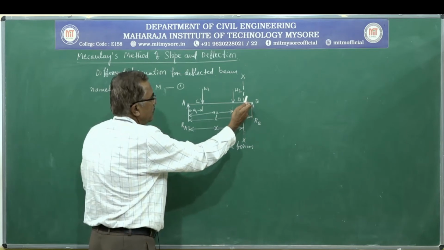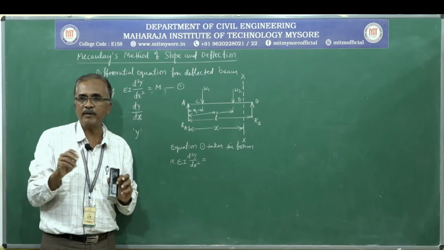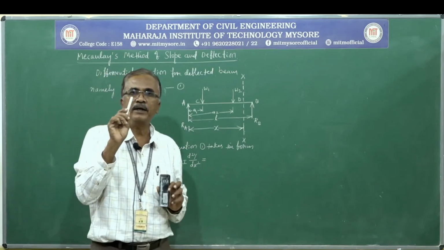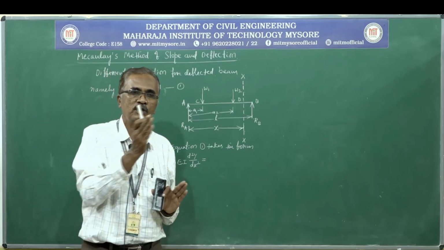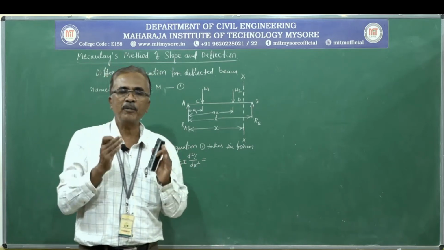While writing the expression for bending moment to the left of the section, to calculate bending moment at a point, the algebraic sum of moments of all the forces to the left of the point or to the right of the point gives us the bending moment about that point.